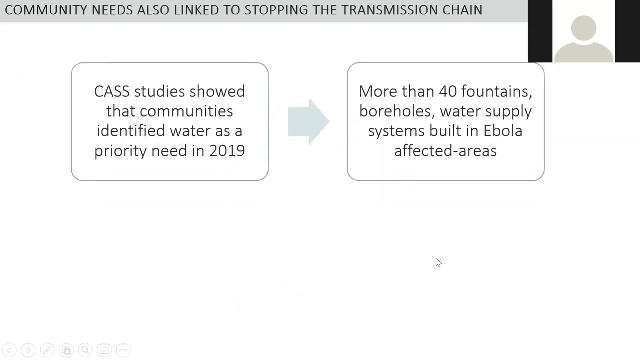Another example that we wanted to talk about is that our studies showed that communities identified water as their priority need. In our CAS approach, we always try to keep a focus on community, the realities of community and their needs in terms of health. And so in our studies, we were able to show that they identified that water was actually what they needed first. And so a lot of water supply systems were built in Ebola-affected areas, which is great.